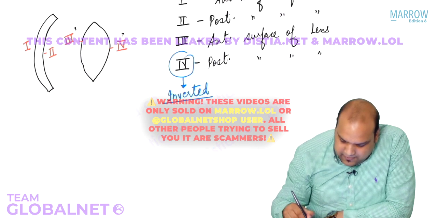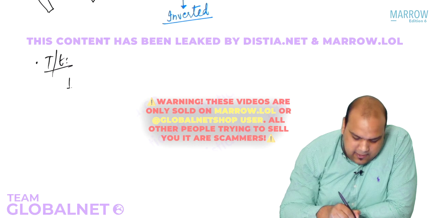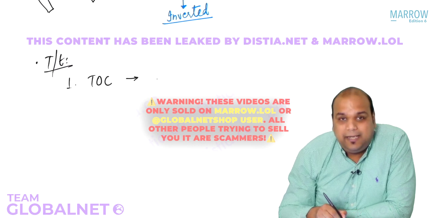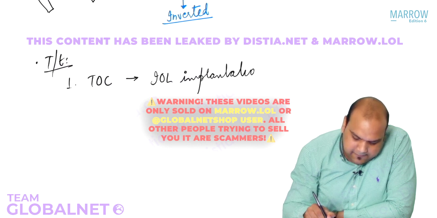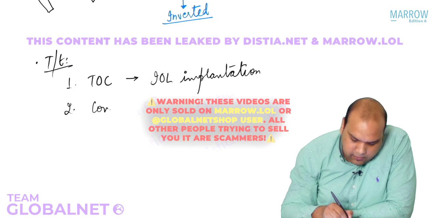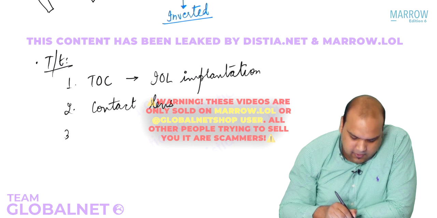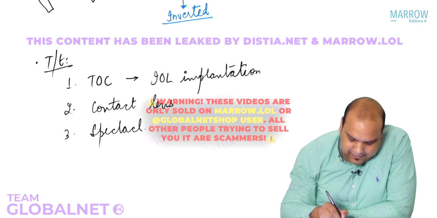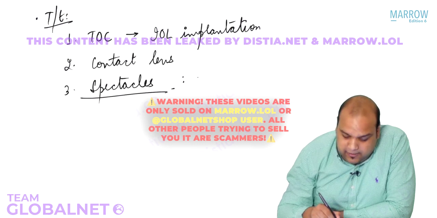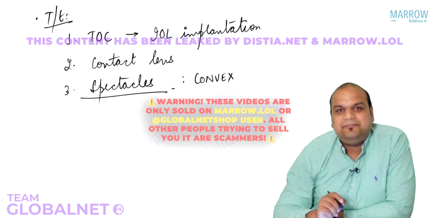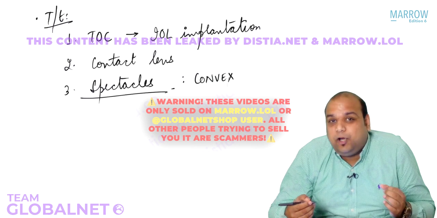Now, once we have aphakia, I can ask you, what is the treatment of aphakia? Aphakia means absence of lens. So what should be the treatment of choice? That you implant an IOL. As simple as that. Or a person can wear contact lenses. Or lastly, you can wear some spectacles. But if you wear spectacles, you will have to wear convex spectacles, because it is at last hypermetropia. Yes or no?